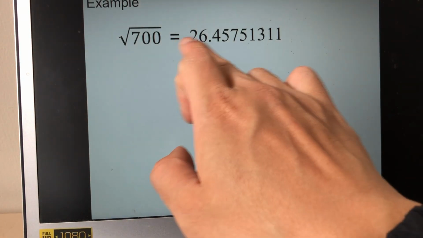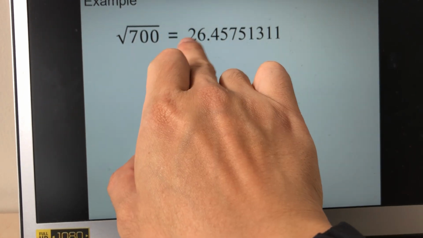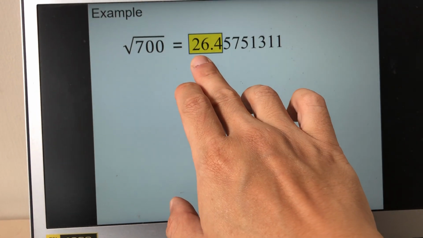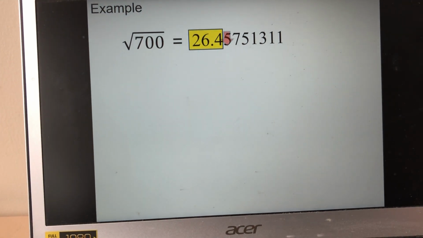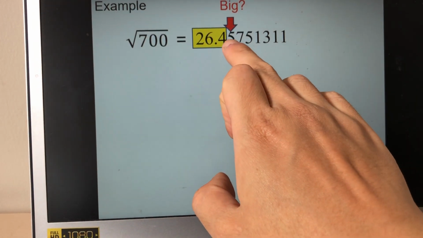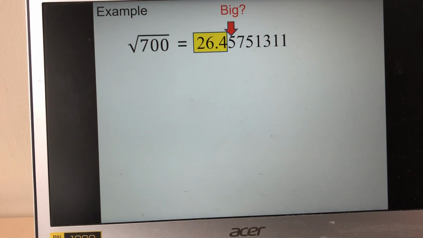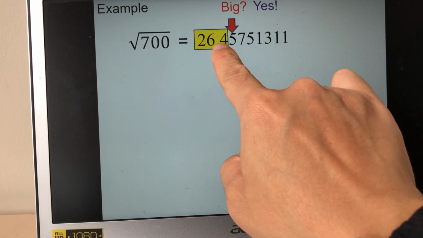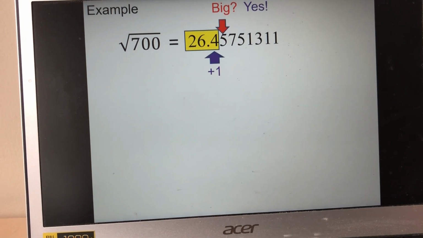So where to start? Start from the first non-zero number. We're going to use 1, 2, 3, these 3 numbers. And then what to do next? Yes, we have to check the next number. Is this number big enough? What do you think? Yes, it is 5. When it is 5 or more than 5, it is big enough. So yes, it is big enough. Then what do we do? If it is big enough, then we have to add 1 to the last number.